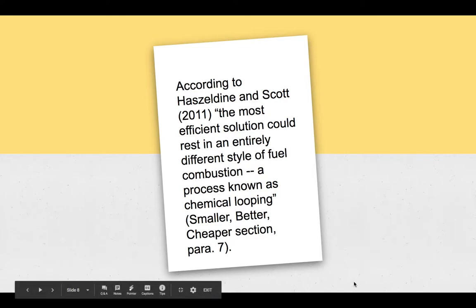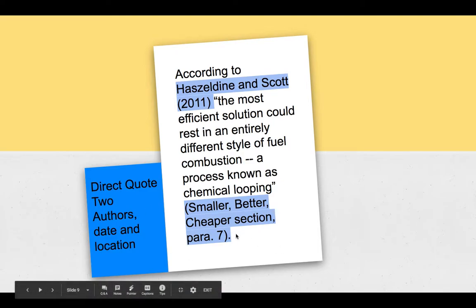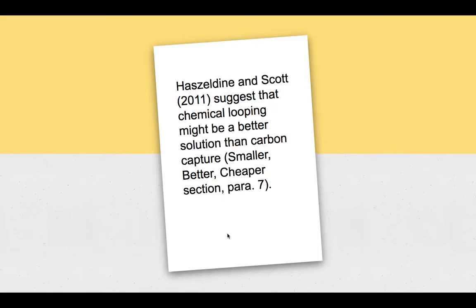So this is what this looks like. This is parenthetical just for the date. Here's our author. So according to our authors, and then the date, and then here is my direct quote. And then down here is the location that the reader can find my direct quote. So this is what that looks like. Direct quote, 2 authors, the date and the location are included in this citation. So here's a different way to do it. This is a paraphrased version. I didn't use the direct quote, but I'm still doing the exact same citation: author, date, location.